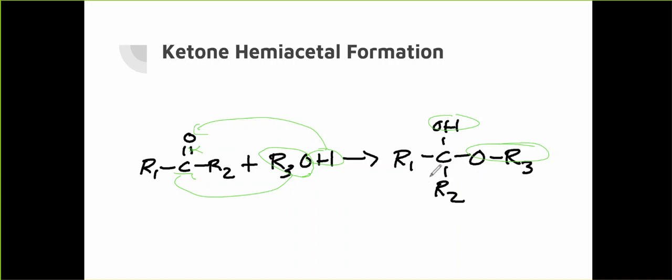Remember, these can be H's or R's. So in the case of an aldehyde, that would be an H. But in the case of a ketone, you just end up with two R groups. Does that make sense?